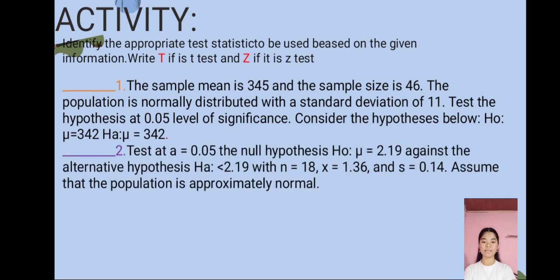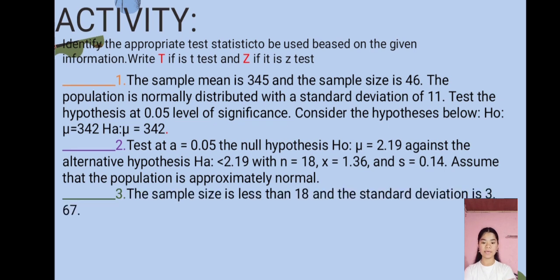Number 2. Test the hypothesis at the level of significance equal to 0.05, the null hypothesis that the average is equal to 2.9 against the alternative hypothesis that the average is less than 2.19, with the sample size 18, the sample mean 1.36 and the sample standard deviation equal to 0.14. Assume that the population is approximately normal.